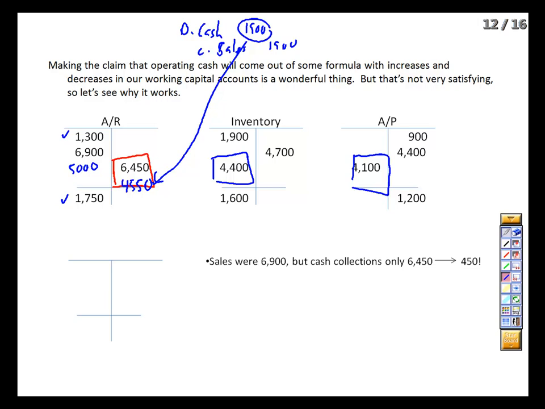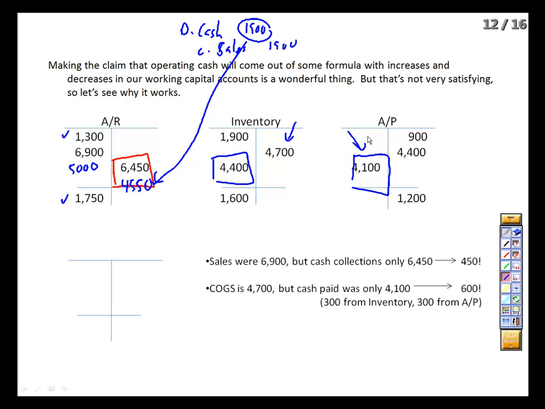So what's the difference between accrual net income and cash flows from operations? Well, as it relates to inventory, we expensed $4,700 over here, but we only wrote checks for $4,100 over there, a difference of $600. Where do we find that $600 difference? Part of it is in the change in inventory, and the rest of it is in the change in accounts payable. This takes a little more work to wrap your mind around, but it's still the same idea, reconciling cash with net income.